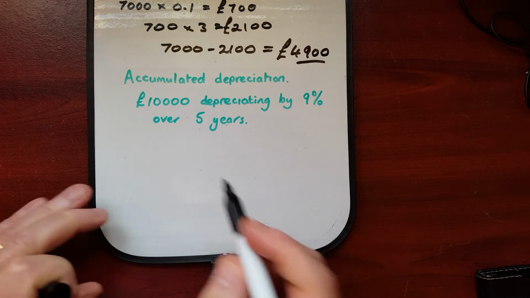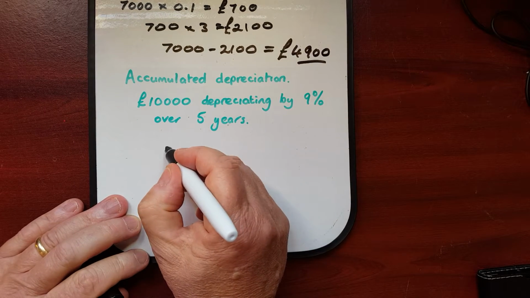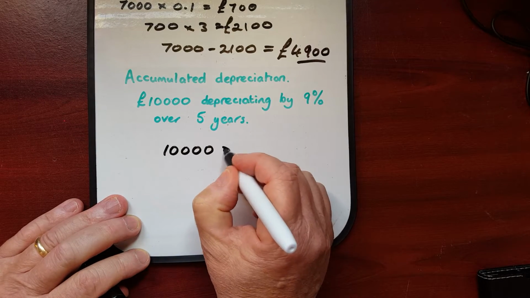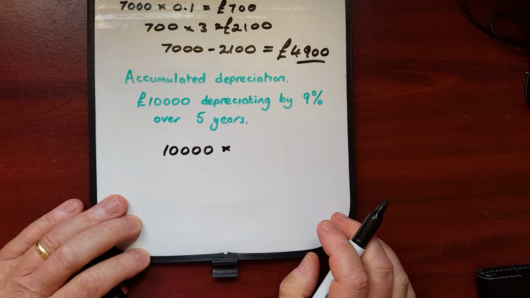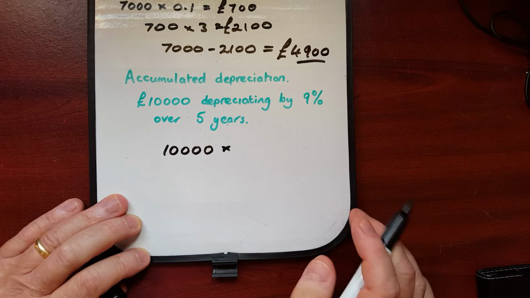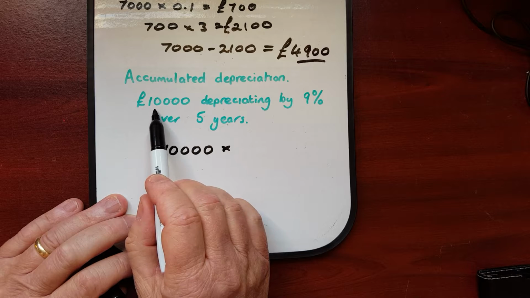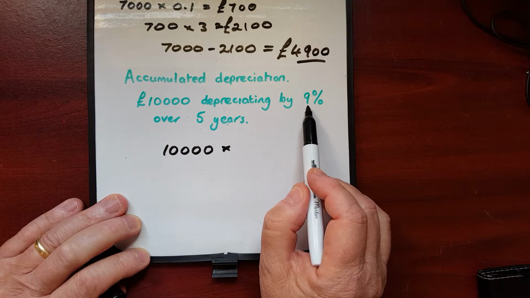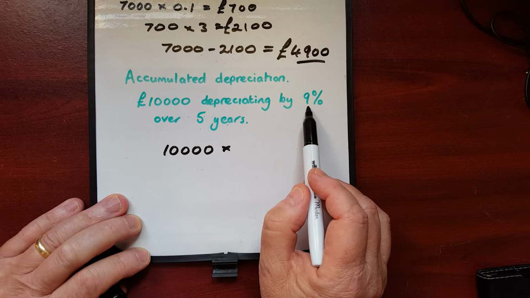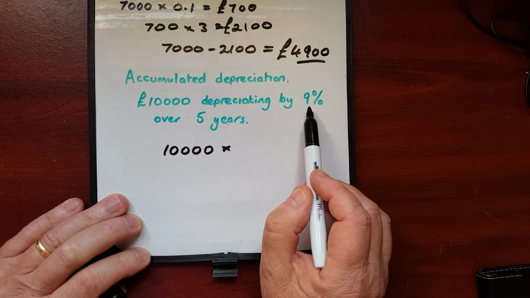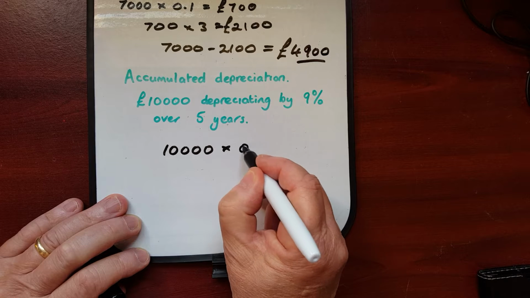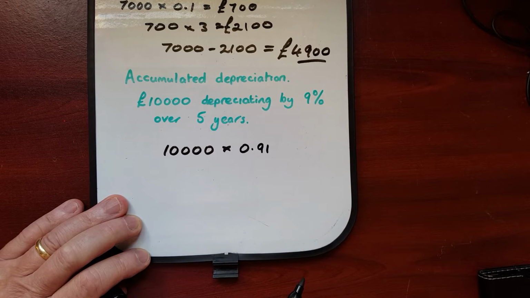So how do we do it on a calculator nice and quickly? Well, we get our original amount, 10,000. Now, we're reducing it by 9%. So what we've got to think is, okay, this £10,000 was worth 100%. If we take 9% off it, then our next year's total is going to be worth 91%, isn't it? It's 100%, take away that 9%. 91% is written as 0.91.